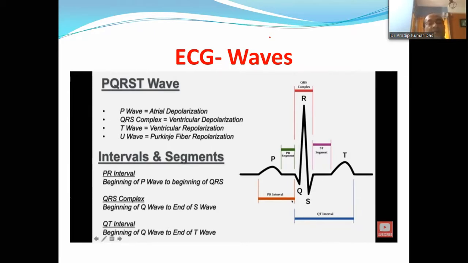Intervals and segments among them are the PR interval, which starts from the beginning of the P wave and goes up to the beginning of the QRS complex. And the QRS complex is from the beginning of the Q wave to the end of the S wave. QT interval is from the beginning of the Q wave to the end of the T wave. So all are presented here in this figure. As you know, these are very basics.